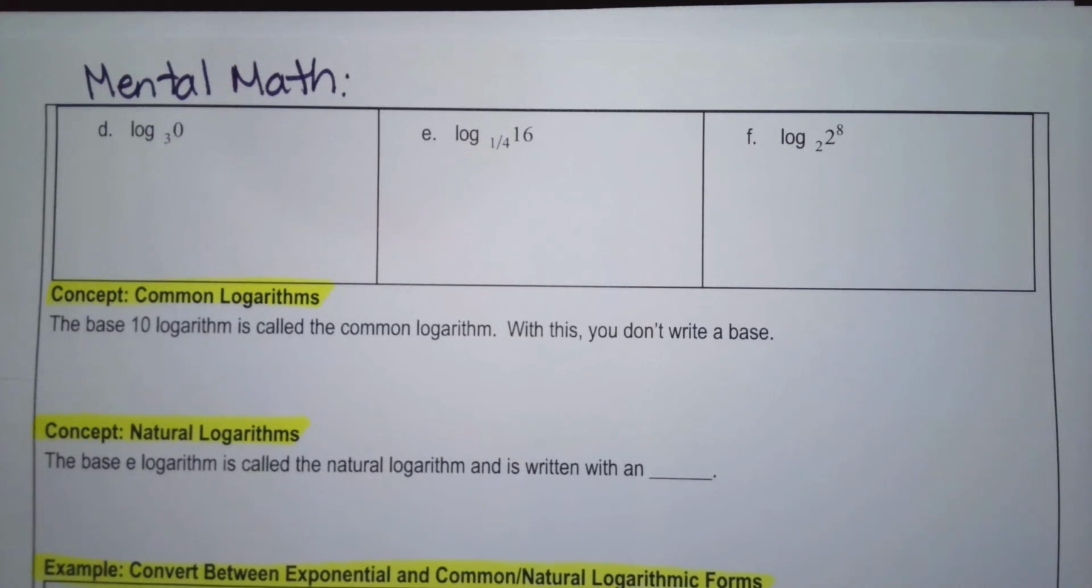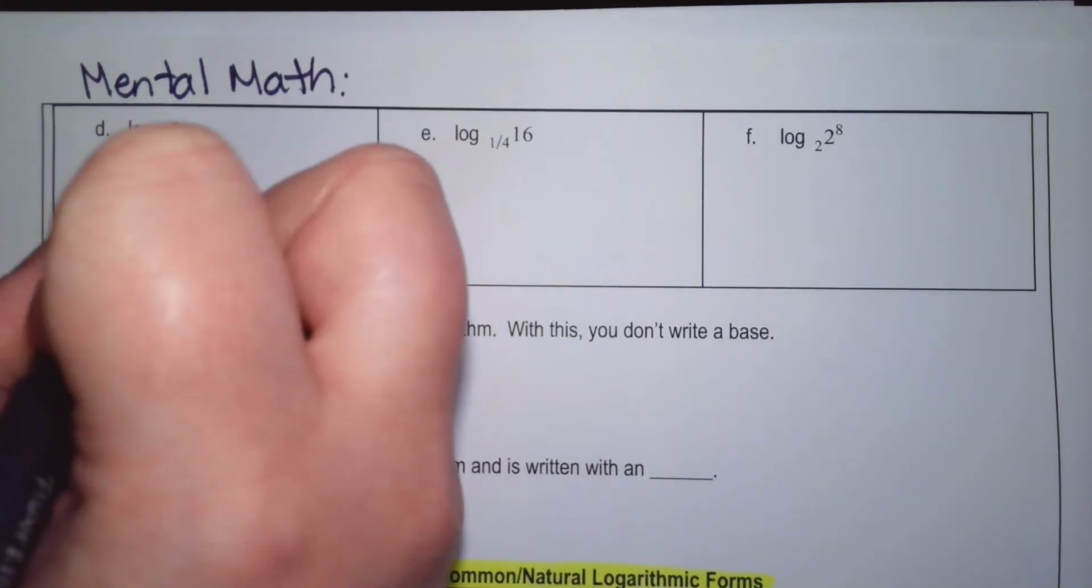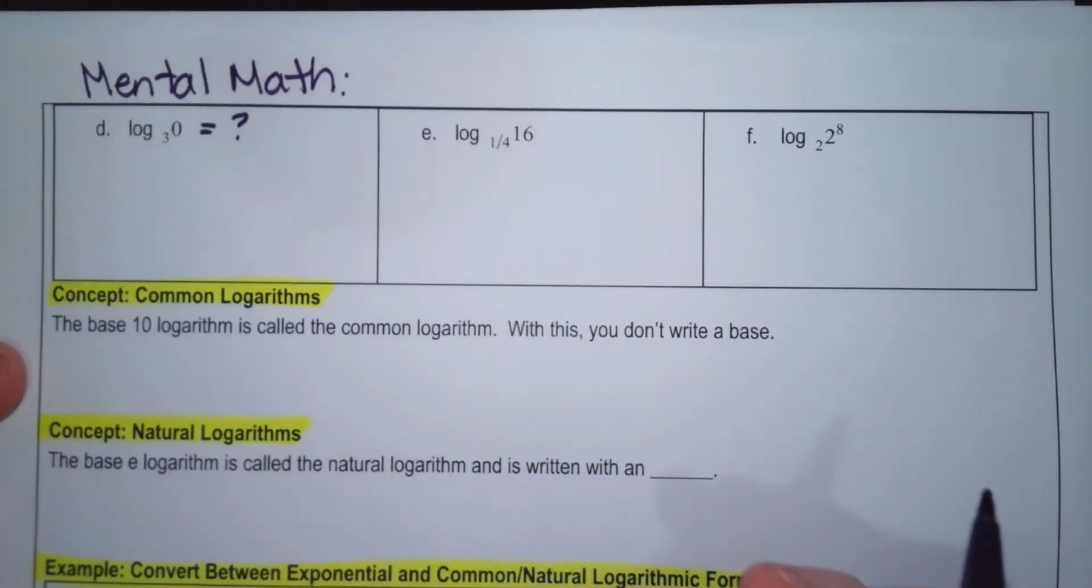Alright everyone, we're continuing into lesson 4, and we're going to continue working on a few more mental math evaluating problems. The reason we're doing a few more is because these are a group of special cases that I wanted you guys to be aware of. So remember, with mental math, convert to exponent form, and then ask yourself, what power of the base will give us our result? So here we have log base 3 of 0 is equal to question mark.